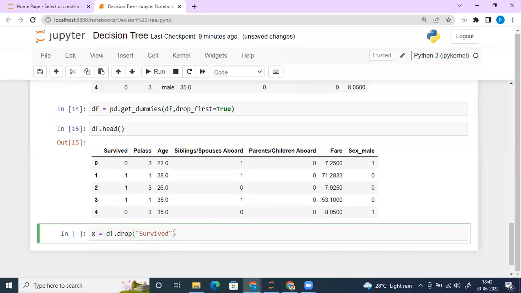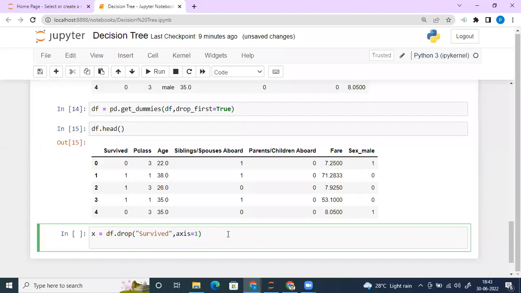Survived, and here axis is equal to 1. Should I mention inplace is equal to true here? Tell me. No, very good. Awesome. Because otherwise you will not be able to get your df column back. So no need of doing that. Your survived column, it is sufficient.